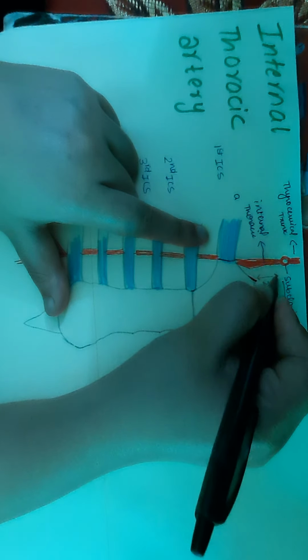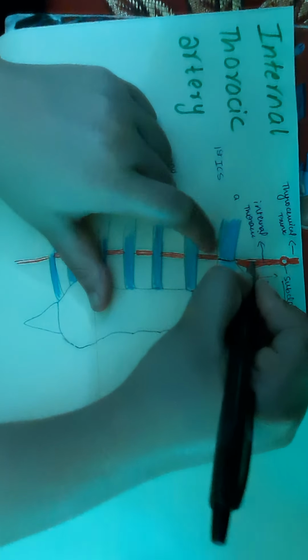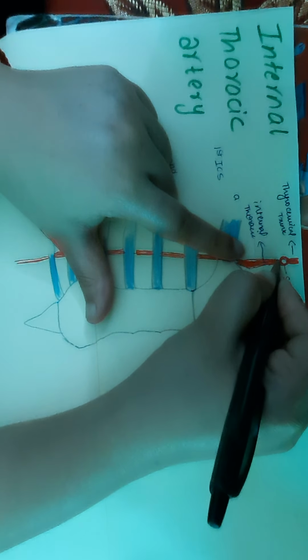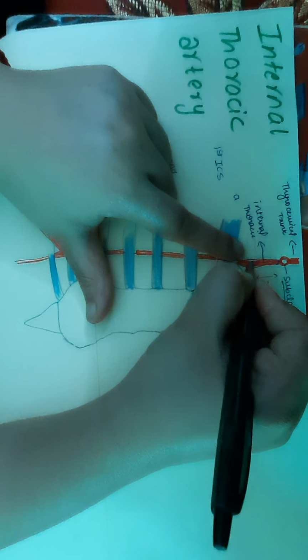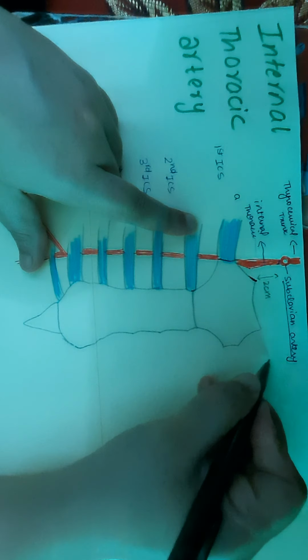So let's say this is the clavicle. On the mid aspect of the clavicle, 2 centimeters above, this is the origin of the internal thoracic artery. Now, the internal thoracic artery is going to pass on both sides of the sternum. On both sides of the sternum, it's going to originate.